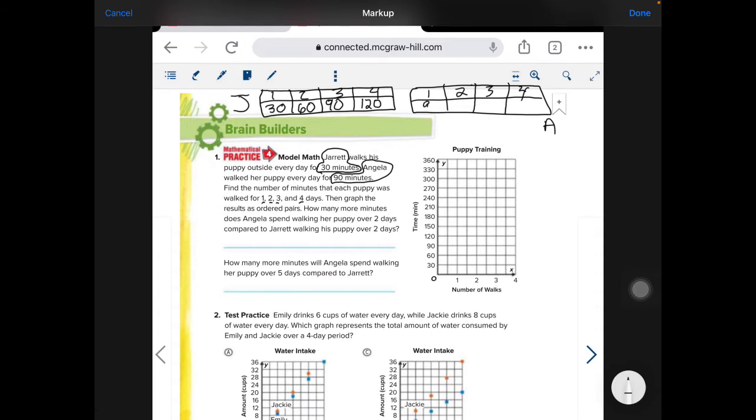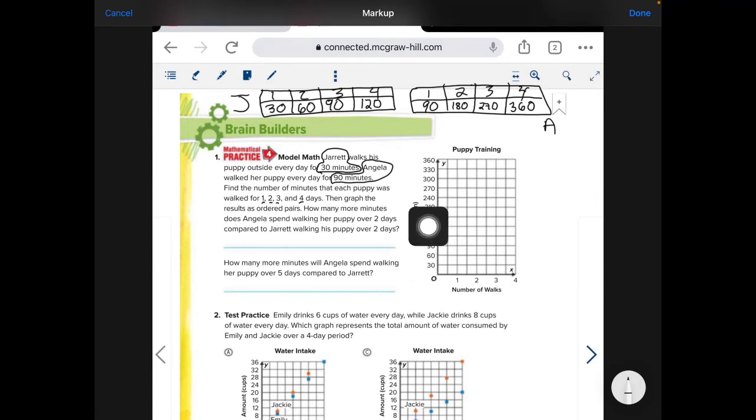Angela's puppy, she's really giving this dog a workout. They do 90 minutes every day. First day is 90 minutes. Second day, we take 2 times 9, which is 18, and add a 0. Third day, we take 3 times 9, which is 27, and add a 0 for 270 minutes. And the fourth day, we take 4 times 9, which is 36, and add a 0.